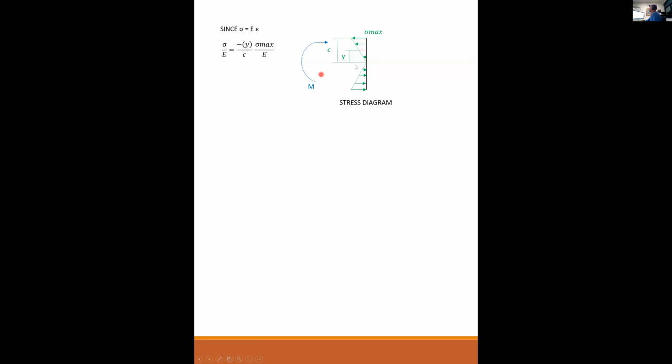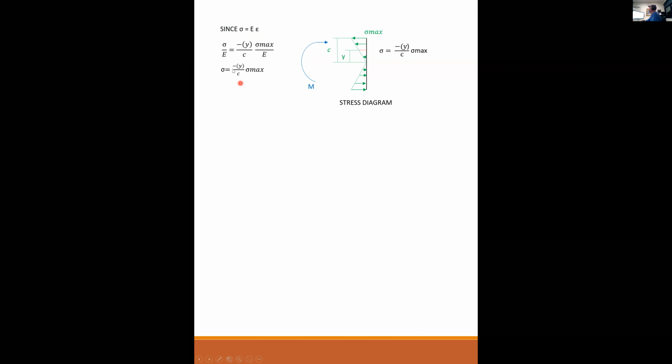Okay, and this is a stress diagram. You remember this when we did this last time. And this is Hooke's law. Since sigma is equal to E times epsilon, then I can rearrange this and I have epsilon is equal to this.